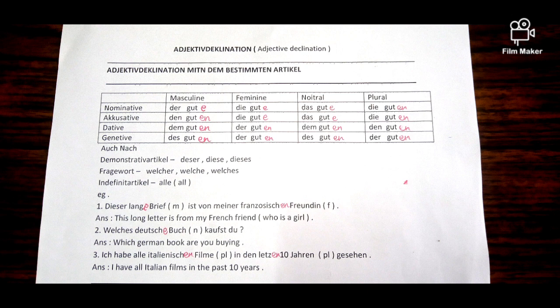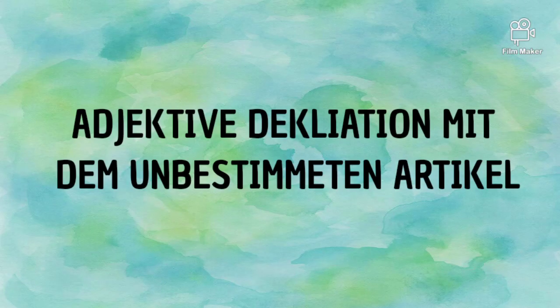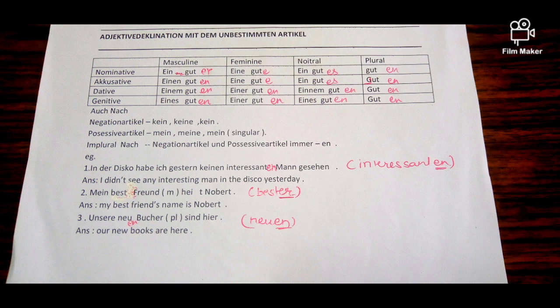Okay friends, now the next concept is going to be on adjective declension with the indefinite article. So now we start adjective declension with the indefinite article, that is this table. Mark the table first in its masculine, feminine, neutral and plural forms. Afterwards you can see that in each column and row there are the different cases: nominative, accusative, dative and genitive. So you have to mark all of them according to the articles.